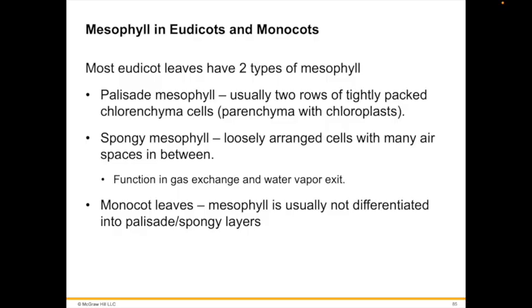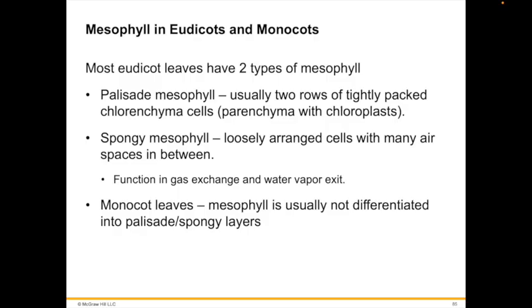Most eudicot leaves have two distinct types of mesophyll. Closest to the upper epidermis are one to several, usually two rows, of tightly packed, barrel-shaped to cylindrical chlorenchyma cells, which is parenchyma with chloroplasts, that constitute the palisade mesophyll.